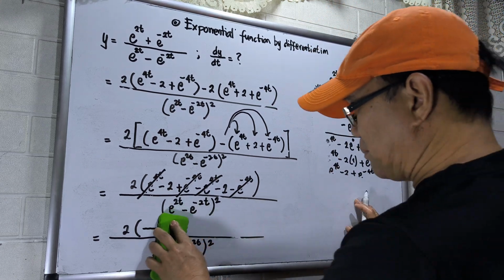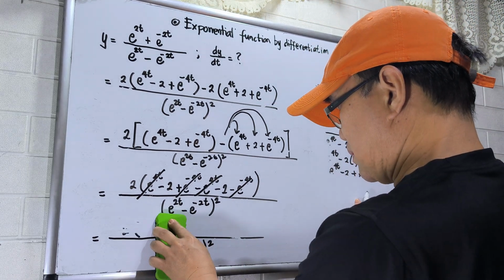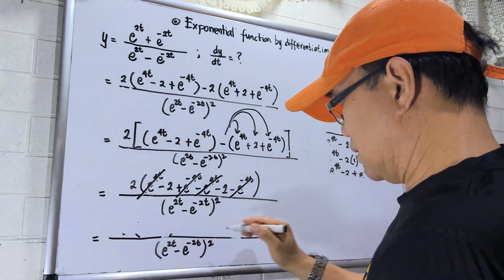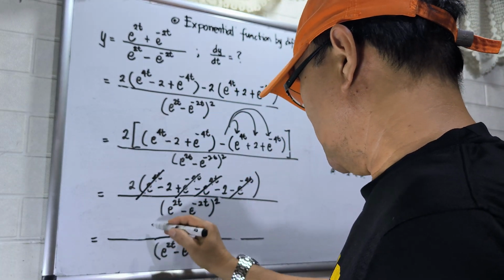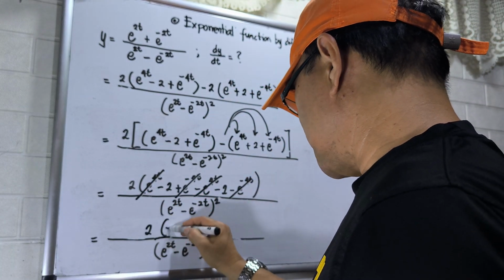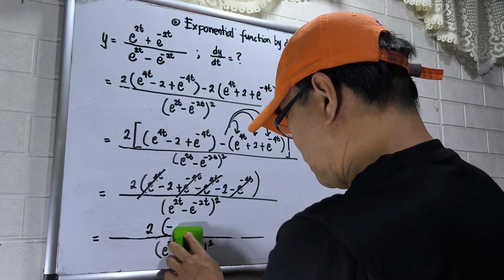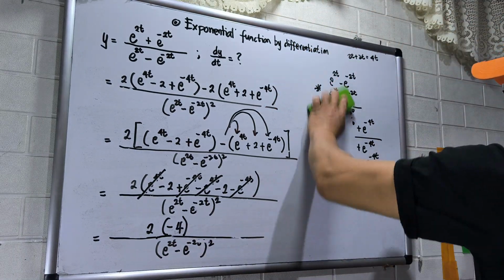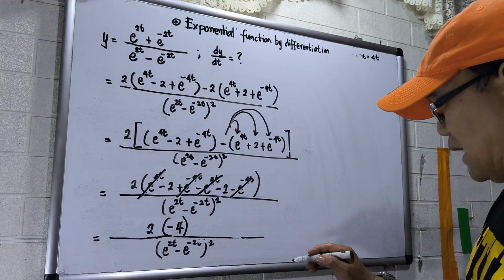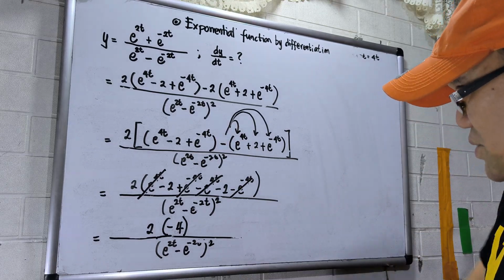So I'll just write in the middle. This will be negative. This will be 2 times negative 4. What should I write? 4. Okay? Allow me to erase this one. And then, simplify. So this will be 8.